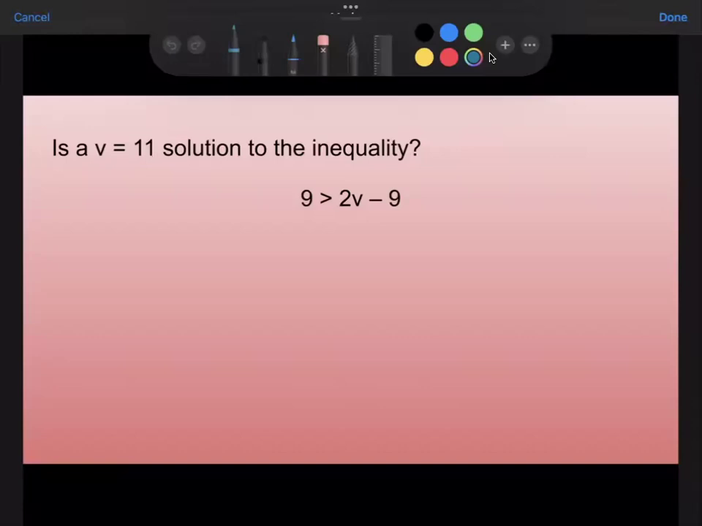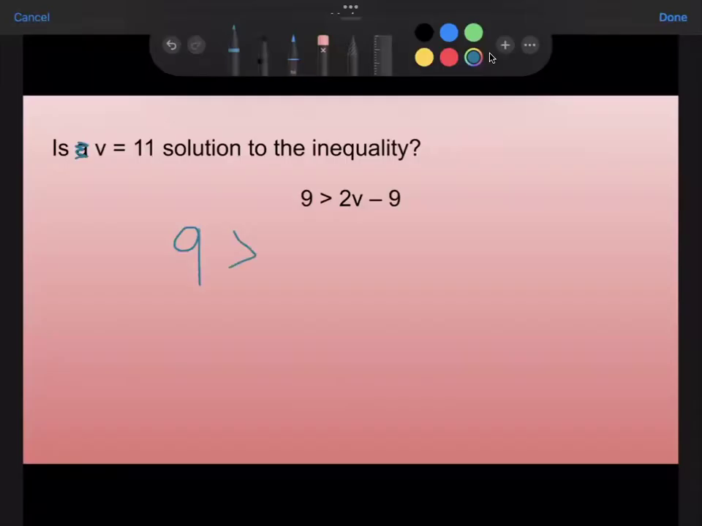Okay, here's our next one. It's a V, I don't know why it says A there. Let's cross that off. Is V equal to 11 a solution? I think the question got a little mixed up. Basically, we're trying to figure out if V could equal 11, if that could be a possible solution to this equation, or inequality, my bad.